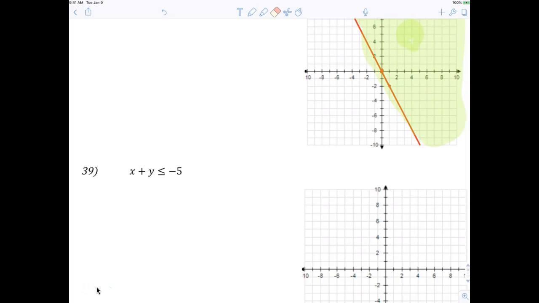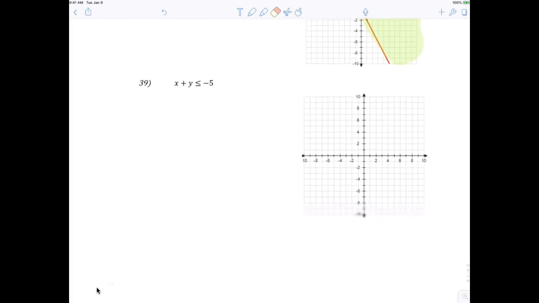Plus, if you get lost, what can you do on your calculator? Plug it in on your calculator. It has the greater than and less than. All right? So here we go. Now we have a problem with 39 because I have to do what?